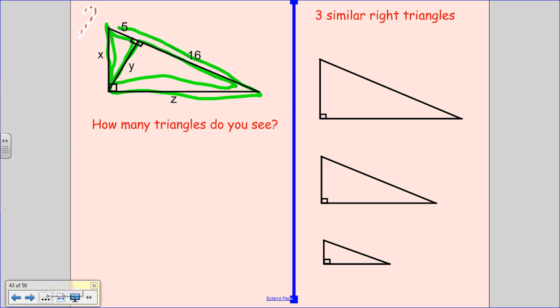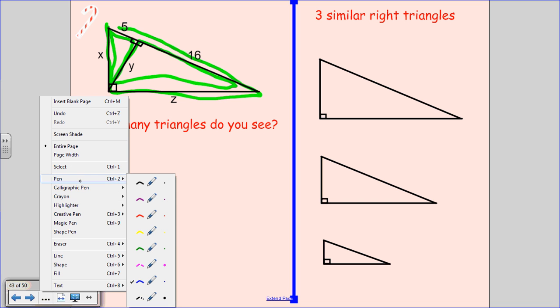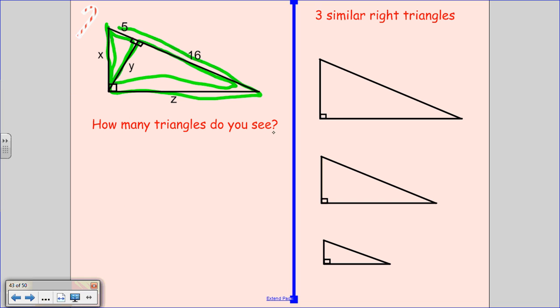So if I were to break them apart and separate them, the big triangle has a hypotenuse of 5 and 16 combined together, which would give you 21. It has a leg of x and a leg of z. Again, hypotenuse is always across from the right angle.